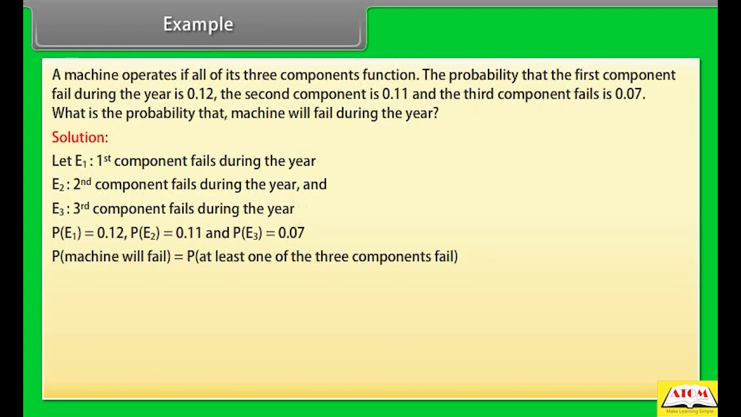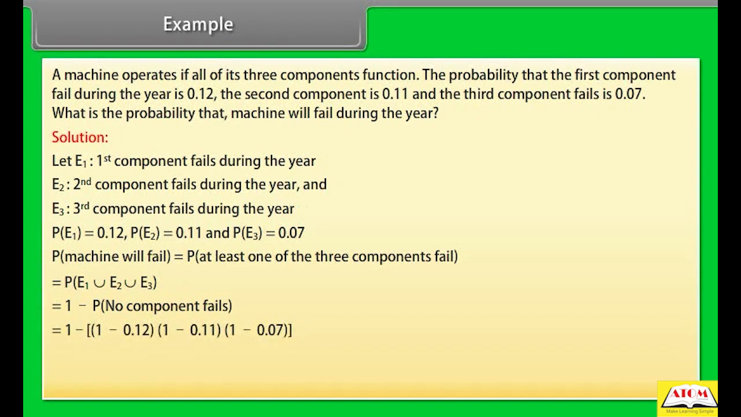P(machine will fail) = P(at least one of the three components fails) = P(E1 union E2 union E3) = 1 minus P(no component fails) = 1 minus (1 minus 0.12) into (1 minus 0.11) into (1 minus 0.07) = 1 minus 0.88 into 0.89 into 0.93 = 1 minus 0.7284 = 0.2716.